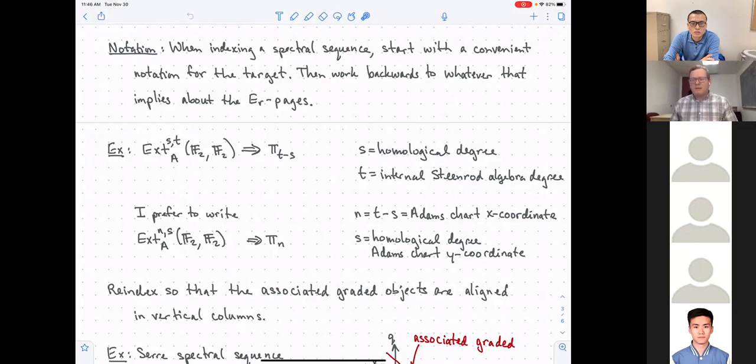It may have been that from one perspective, a certain notation is useful, and from a different perspective, a different notation is useful. So don't be afraid to change if that's what works. It's a very pragmatic approach here. Whatever works is what's best, okay? So when I choose how to index a spectral sequence, what I do is I start with a convenient notation for the target.